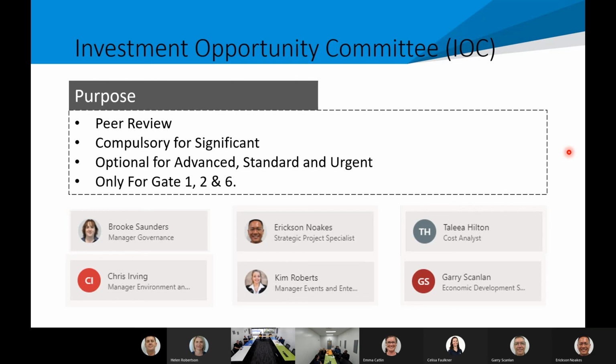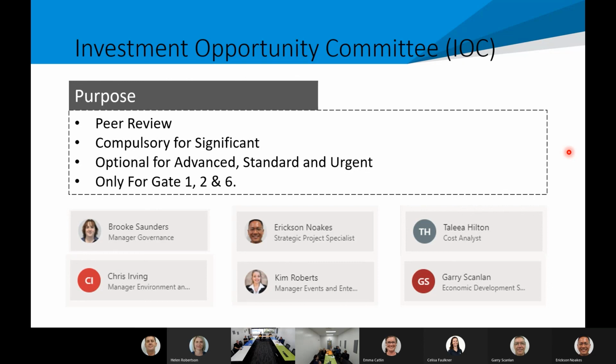Yes, so the Investment Opportunity Committee is, quickly, a peer review type function. It's compulsory for significant projects, optional for the other three, but is still a really valuable team to put an assessment over it and to give support to the sponsors. Anyone can ask; you as a sponsor can request the IOC be a part of it. And they're only for gate 1, 2 and 6.